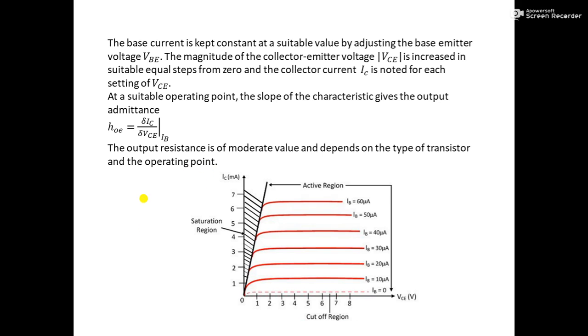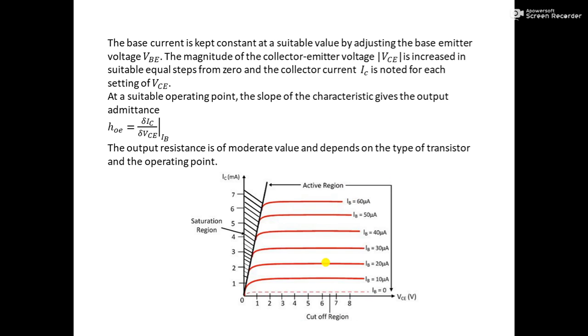In the central region, where the curves are uniform in spacing and slope, is called the active region. In this region, the emitter base junction is forward biased, that is the input terminal is forward biased, and the collector base junction is reverse biased. Sorry, collector emitter junction is reverse biased.